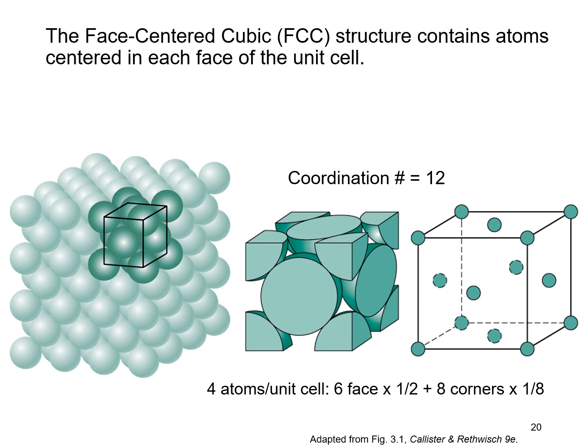Our third structure is the face-centered cubic structure. The face-centered cubic structure has an atom centered on the face of each side of the unit cell. This gives us 4 atoms per cell, the 8 1/8ths in the corners, and now 6 half atoms, 1 on each face. The atoms touch each other along the face diagonal, and we have a coordination number of 12.